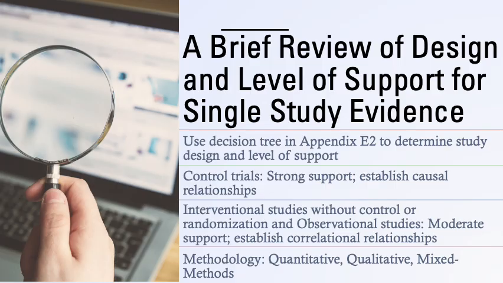Studies with manipulation and a control group, regardless of randomization, provide strong support for decision making because they can establish causal relationships. Studies with manipulation of an independent variable but no control group, or studies that do not have manipulation of an independent variable, provide moderate support for decision making because they can establish correlational but not causal relationships. Study designs can be either quantitative, qualitative, or mixed methods, and it is the methodology of the study that guides which quality appraisal should be completed.